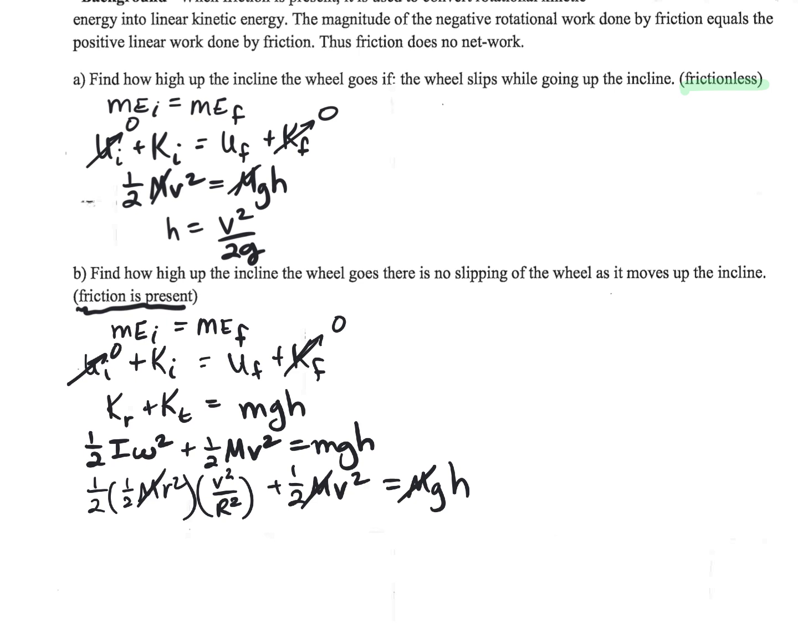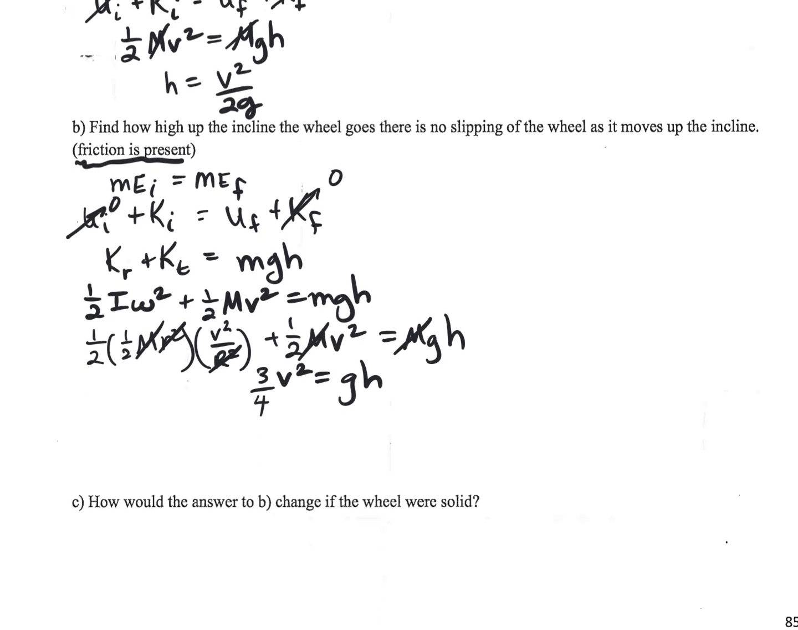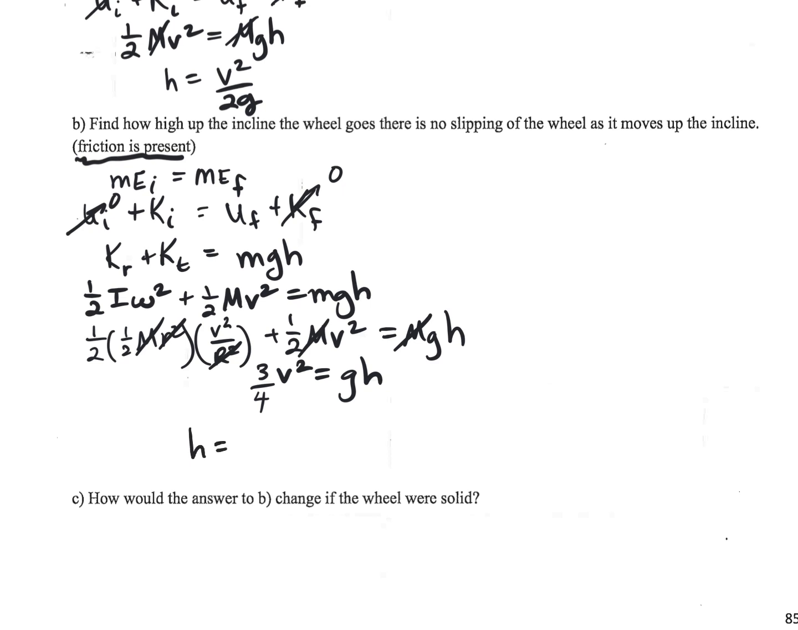Now, r squared's going away, so we have 1/4 v squared plus 1/2 v squared, which is 3/4 v squared equals gh. So h is 3v squared over 4g, versus v squared over 2g. Okay.